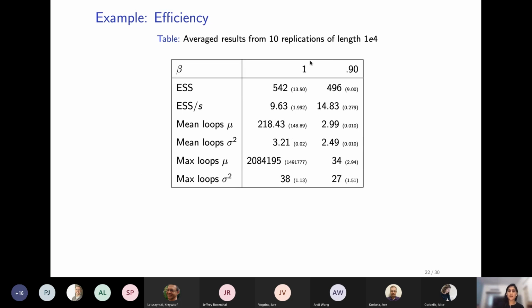So what I do now is I run the Markov chain for length 10,000 but I repeat the simulation 10 different times. And I calculate the effective sample size using Barker equals 1 and Barker equals 0.90. And the ESS is fairly comparable.